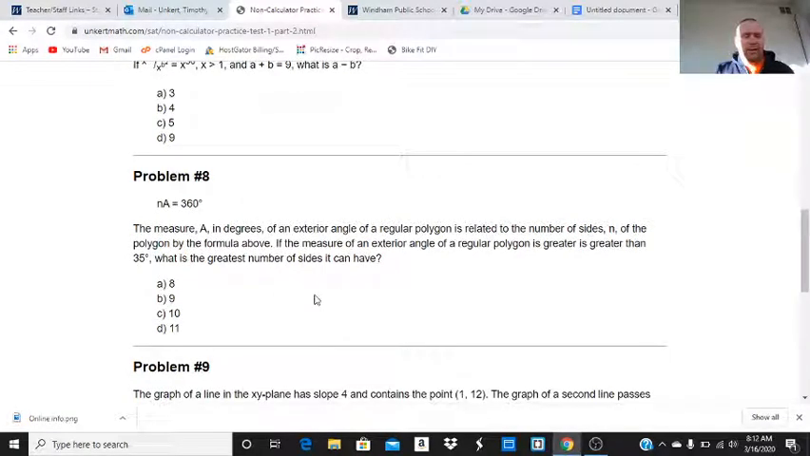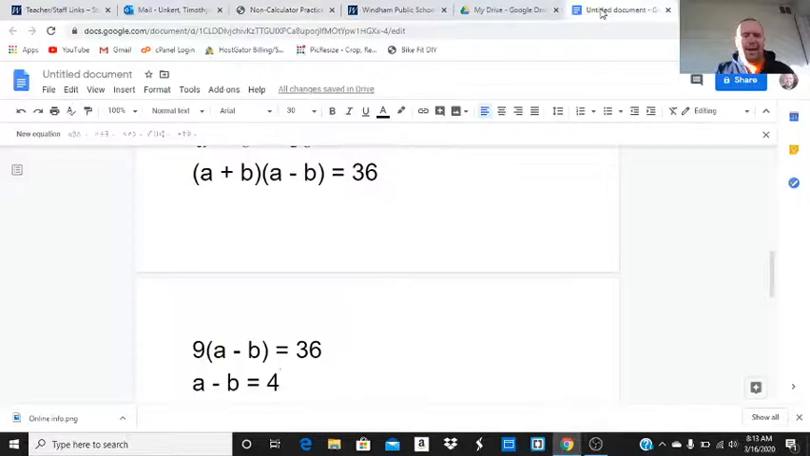Okay, problem number 8. We have n times a equals 360 degrees. It says the measure a in degrees of an exterior angle of a regular polygon is related to the number of sides n of the polygon by the formula above. If the measure of an exterior angle of a regular polygon is greater than 35 degrees, what is the greatest number of sides it can have? To figure that out, we want to divide 360 by 35 and then round down.